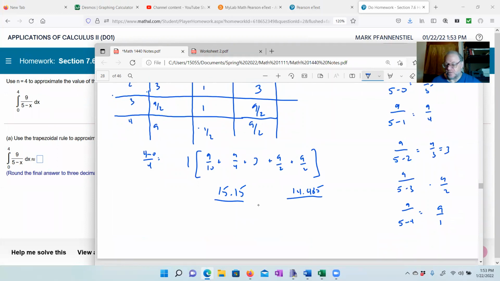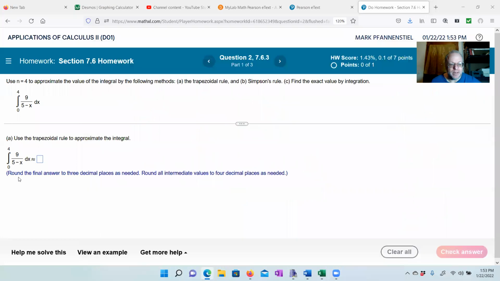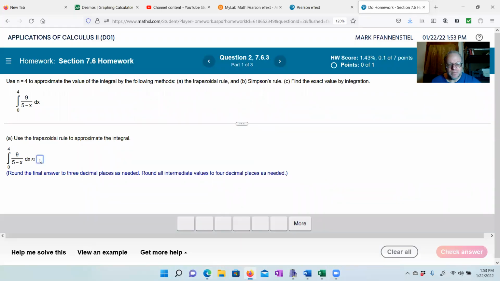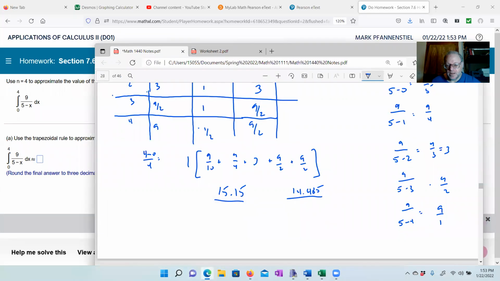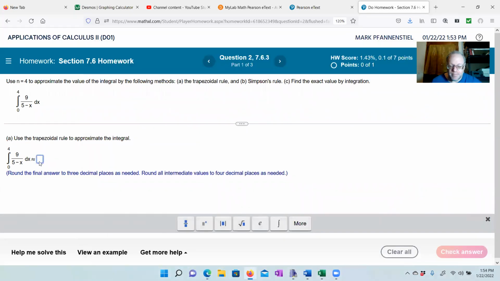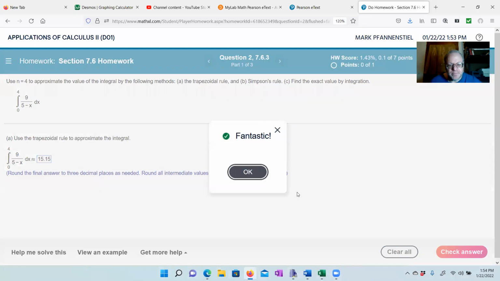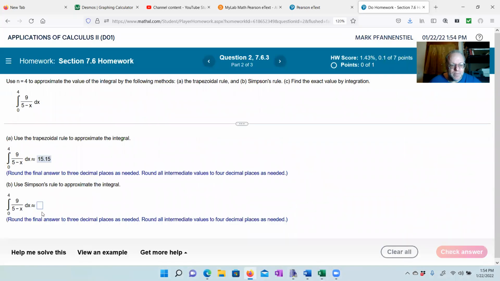And our approximation was 15.15. Okay, so trapezoid rule, we got there. We got 15.15. And we'll check our answer. Great, we're doing well. Now let's try it with Simpson's Rule.